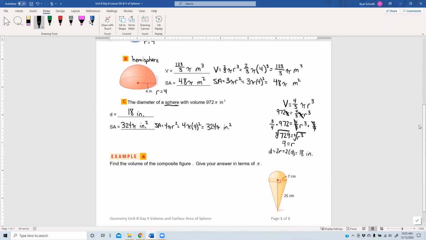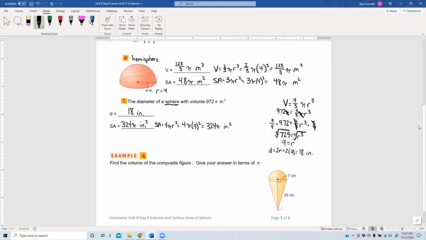Now we're on to the last one. They ask us to find the volume of the composite figure and give our answer in terms of pi. So let's see what 2 shapes we have here. Looks like an ice cream cone. We have a hemisphere on top, and we've got a cone on the bottom.